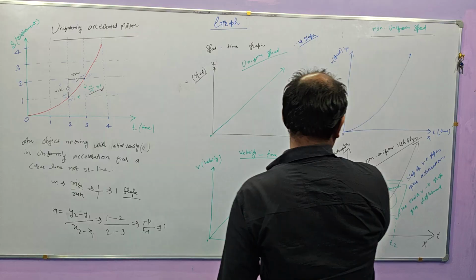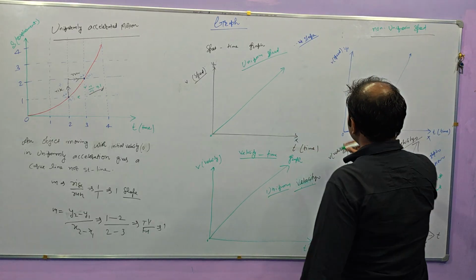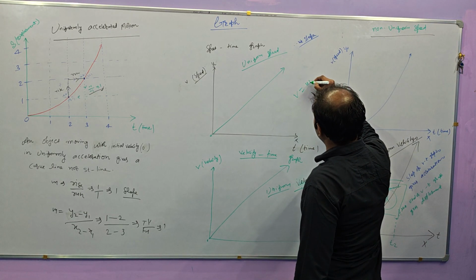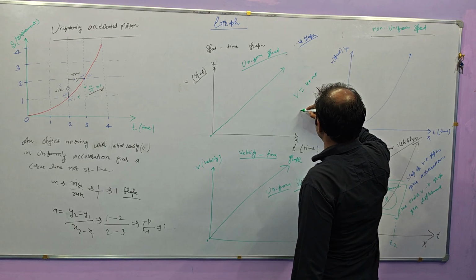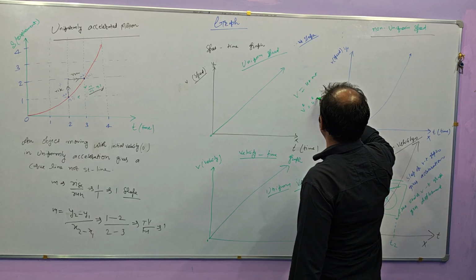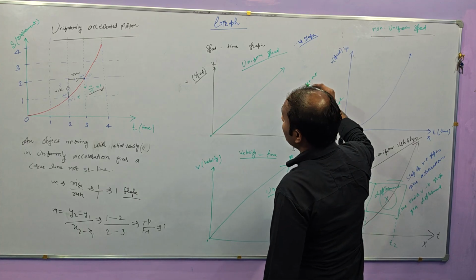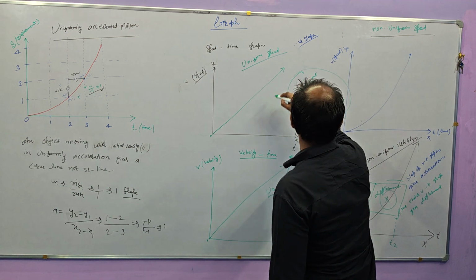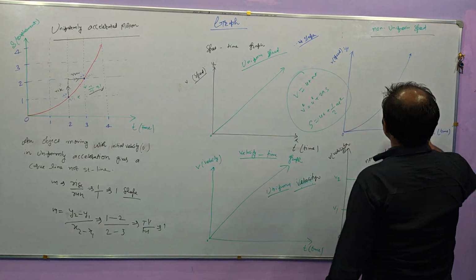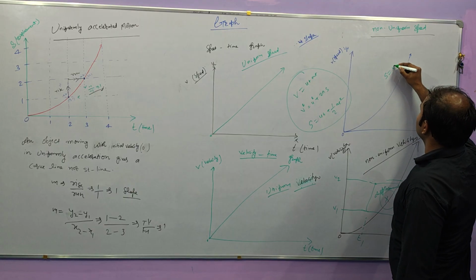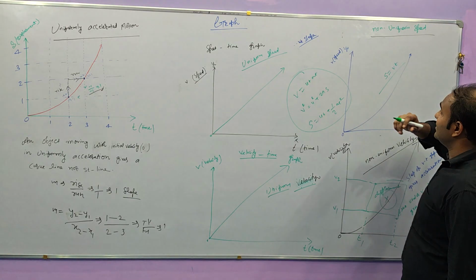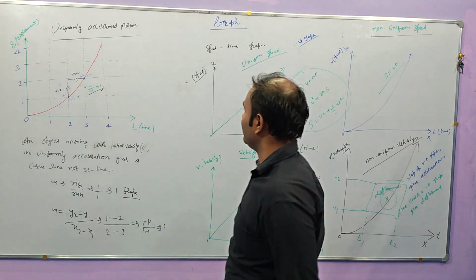In the next video, we derive the formulas v is equal to u plus at, v square is equal to u square plus 2as, and s is equal to ut plus half at square in accelerated motion, and s is equal to vt in the distance time speed time relation.